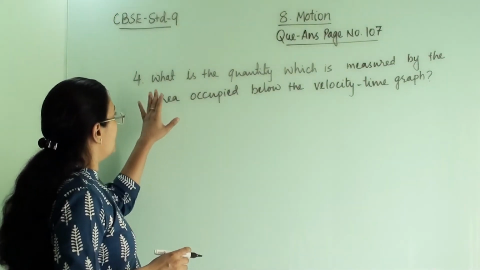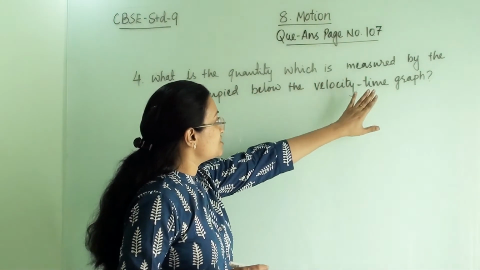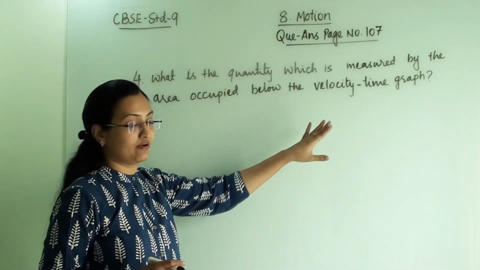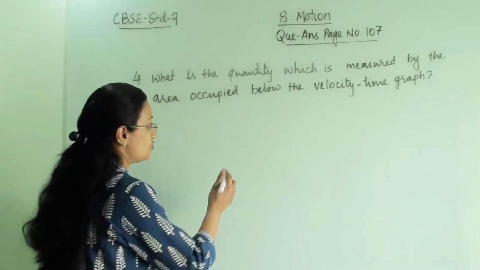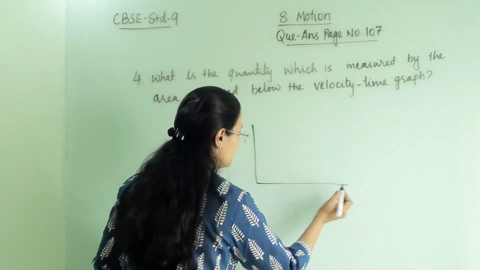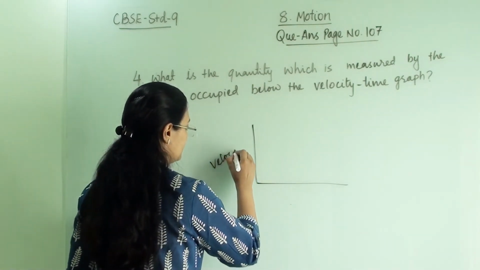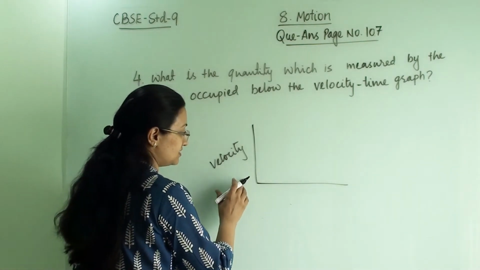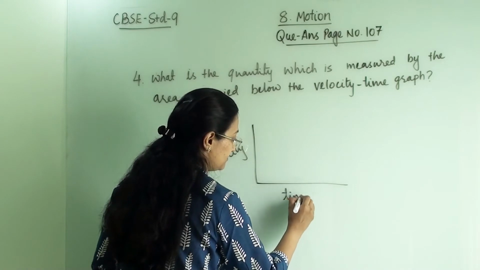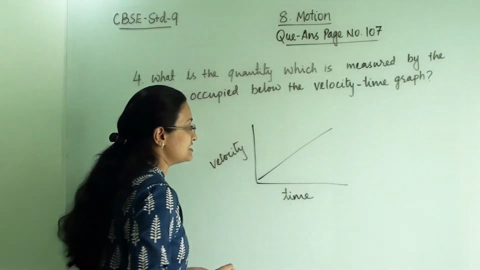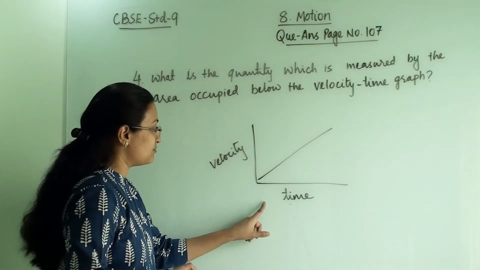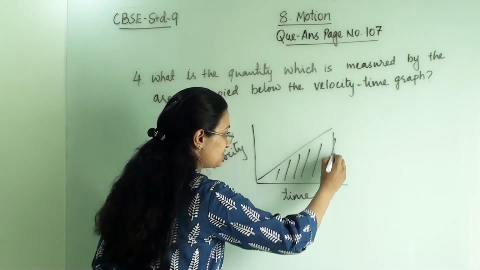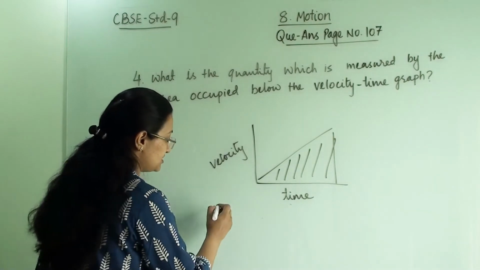Fourth question, what is the quantity which is measured by the area occupied below the velocity time graph? So here first let us draw the velocity time graph. Here velocity will come across the y-axis, and here time. Suppose my graph is something like this, a velocity time graph. This is the area under the velocity time graph.